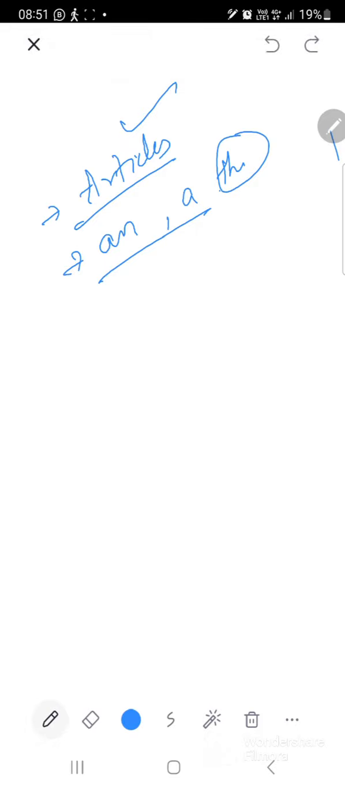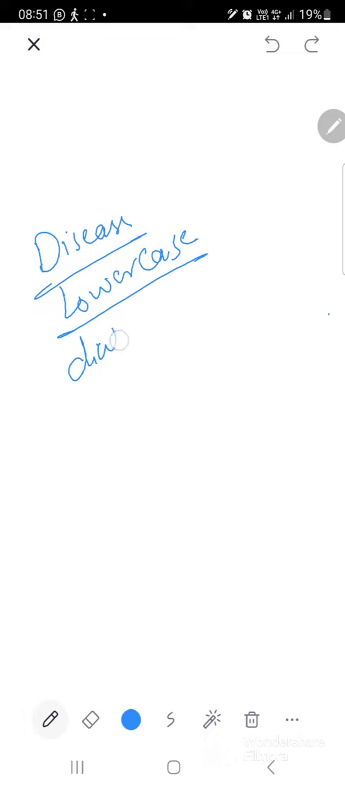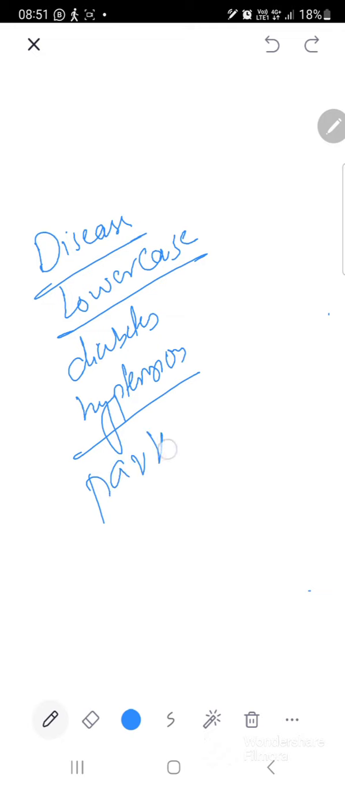Okay. And mostly, the names of diseases should be written in lowercase, such as diabetes, hypertension. But if it's named after a scientist, like Parkinson, so Parkinson should have a capital P, Alzheimer, a capital A, right? Names of diseases, if named after a scientist, we can use capital letters.